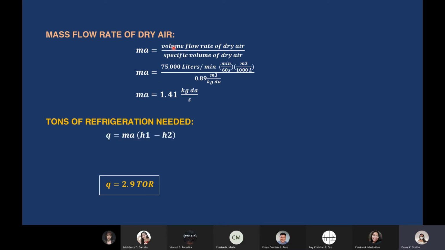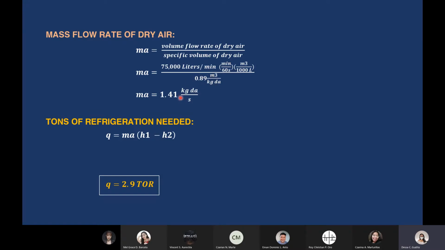So now that we're given the volume flow rate of dry air, and we also took the specific volume of dry air from the chart, we just convert the volume of dry air to meter cube per second. So these are the conversions: 1,000 liters is equal to 1 meter cube, and 60 seconds is equal to 1 minute. So we just use the conversion factors, and then divide by the specific volume, 0.89 meter cube per kilogram dry air.